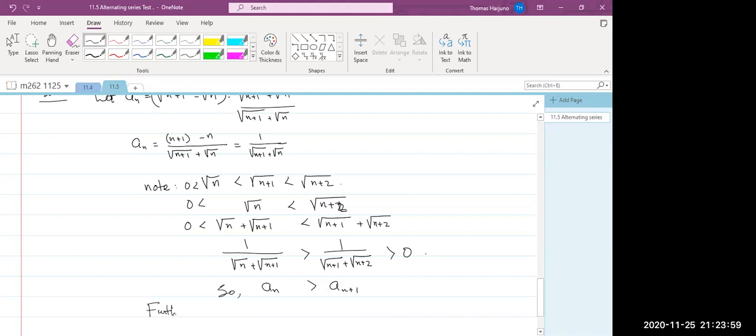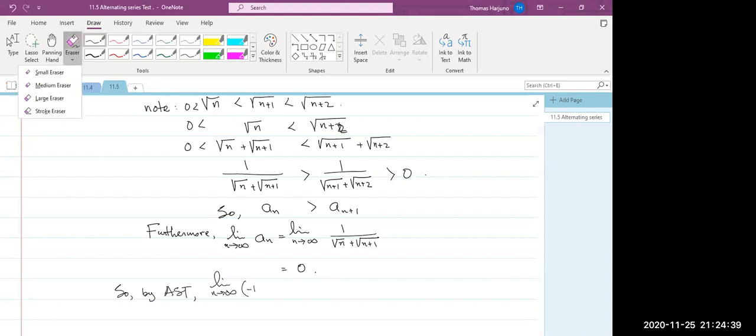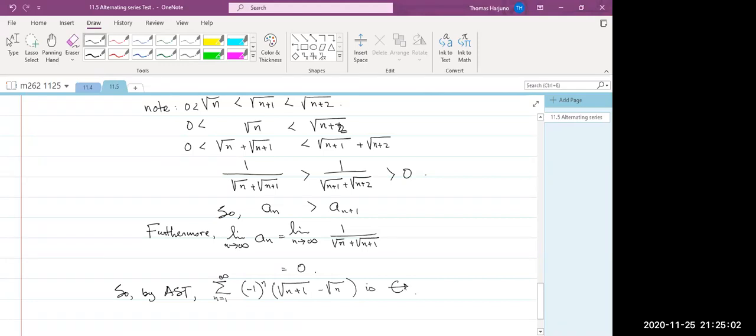Furthermore, I already showed it is decreasing. Now I want to show that the limit is 0. The limit as n goes to infinity of a sub n is the limit as n goes to infinity of 1 over square root of n plus square root of n plus 1. That's 0. So by the alternating series test, the series of negative 1 to the n times square root of n plus 1 minus square root of n is convergent. Okay.